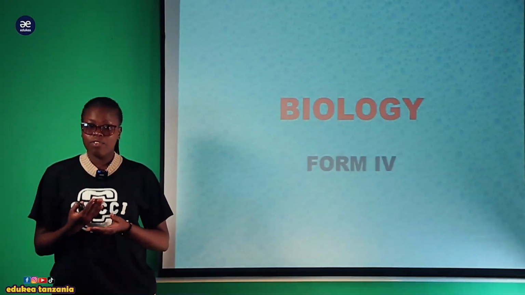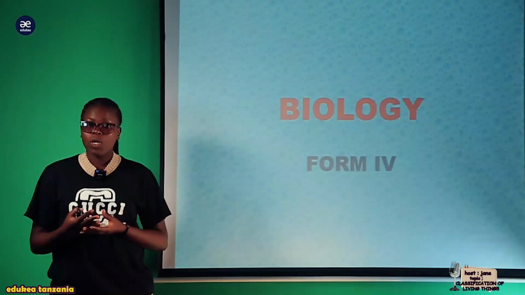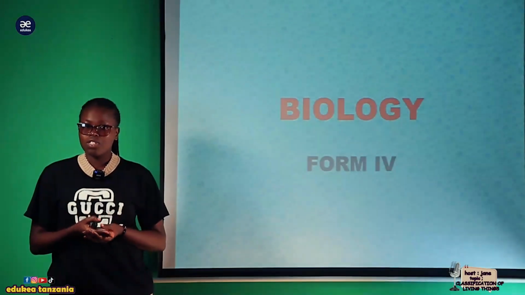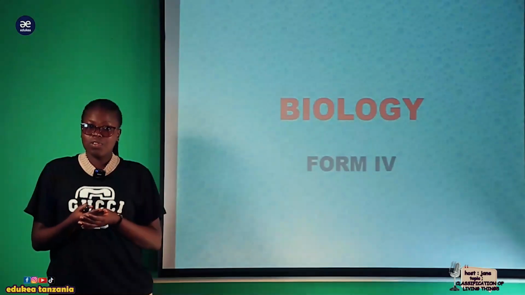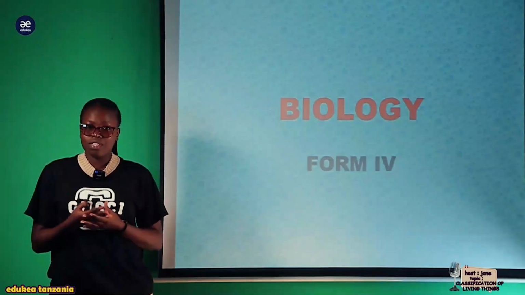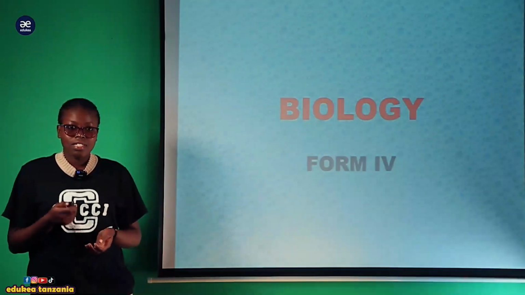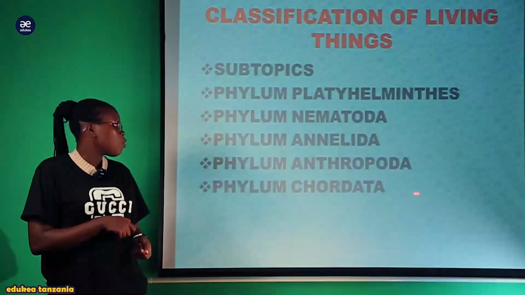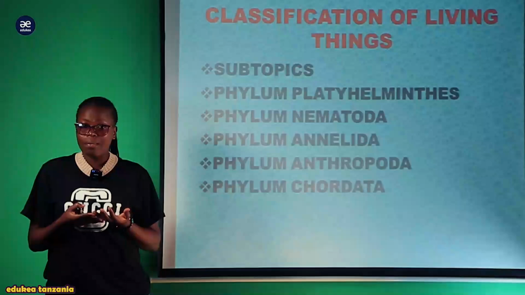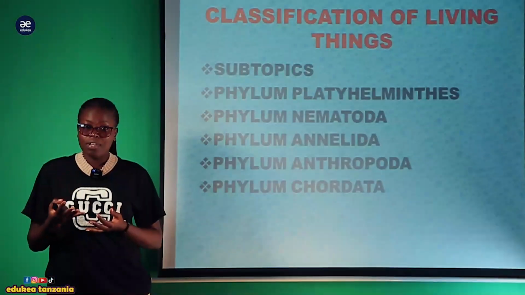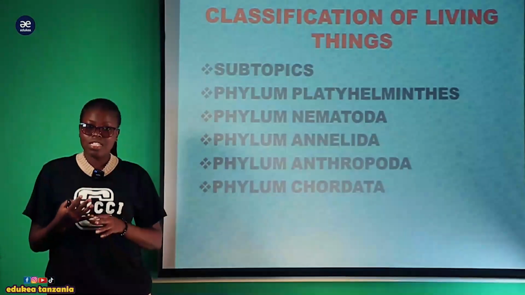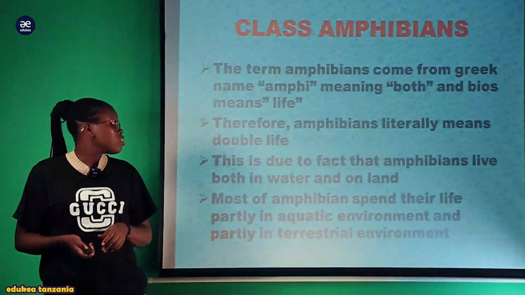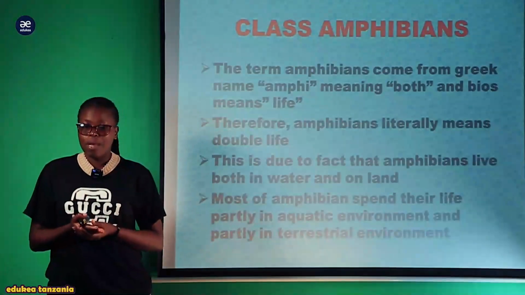Welcome my lovely Form 4 students in our proceeding biology lecture series, and we are currently proceeding with our biology topic, which is classification of the living things, and we are currently proceeding with the last subsection, which is the phylum Chordata. We have already discussed two classes of the phylum Chordata, which is the class Chondrichthyes and Osteichthyes. Now, in our today's session, we are going to discuss the class Amphibia.